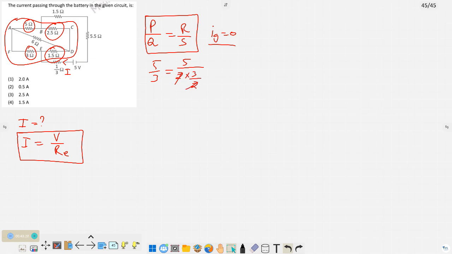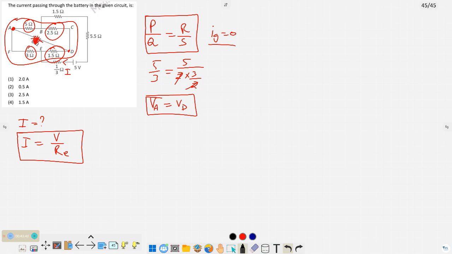So 2 gets cancelled, which means you are going to get 5 by 3. So this looks like a Wheatstone bridge. When it looks like a Wheatstone bridge, A point and D point, that means the potential at A point becomes equal to the potential at D point according to the Wheatstone bridge condition. That means the resistance across this path will not be effective in the circuit, so I can eliminate this one.